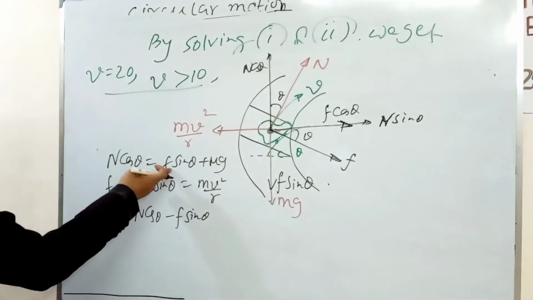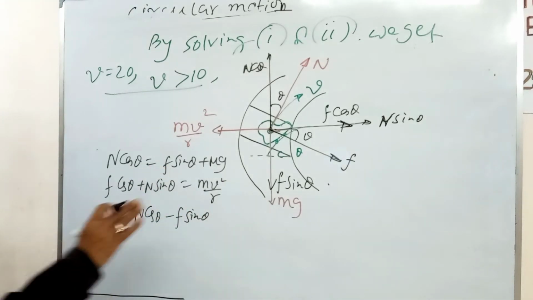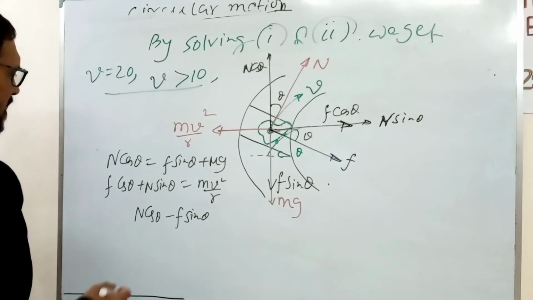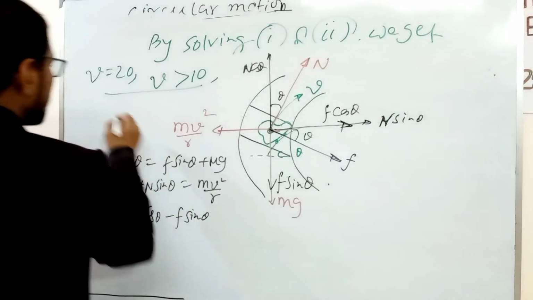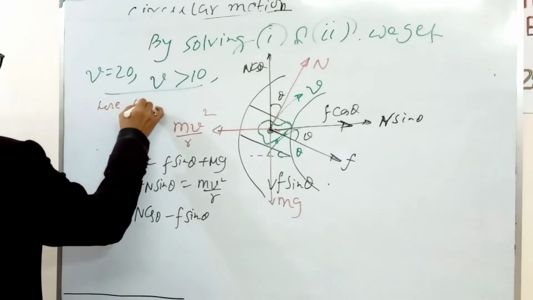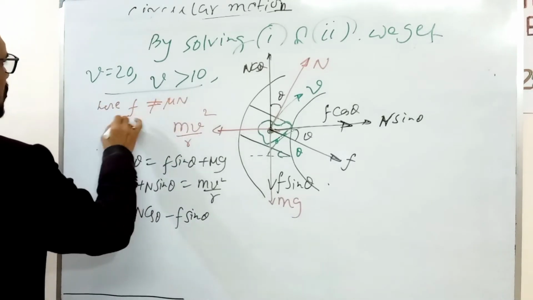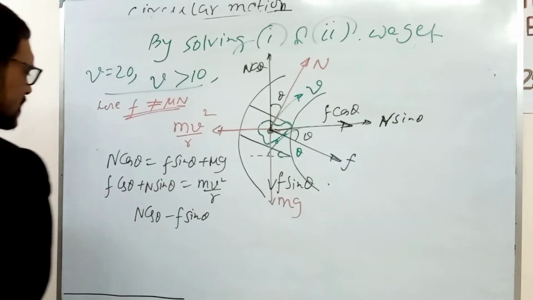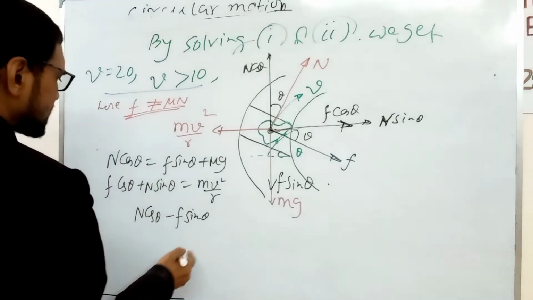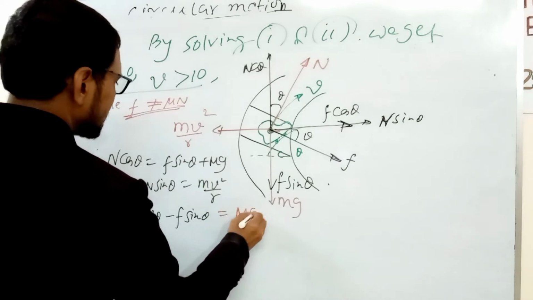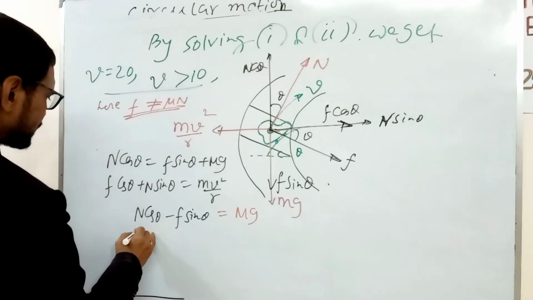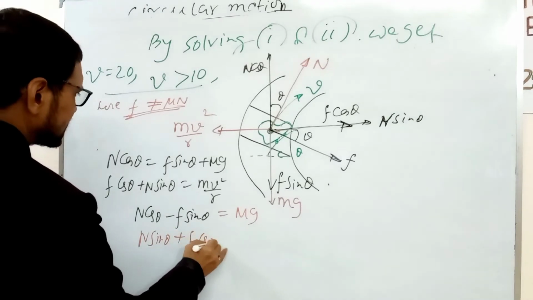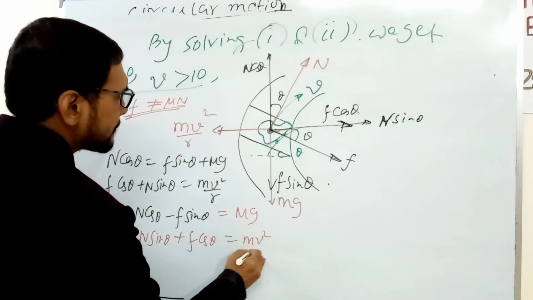Now don't put f equal to mu n. I tell you many times, don't put here f equal to mu n. So here f is not equal to mu n. So now n cos theta minus f sin theta equals mg, and f cos theta plus n sin theta equals mv square by r.